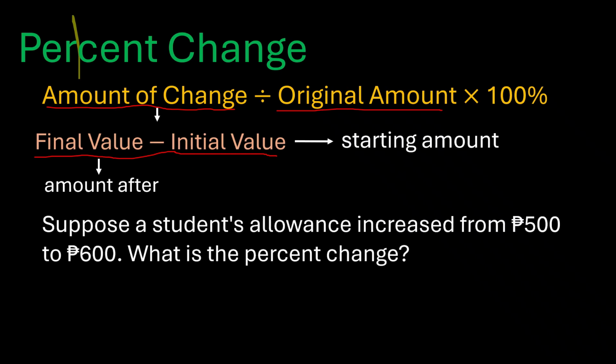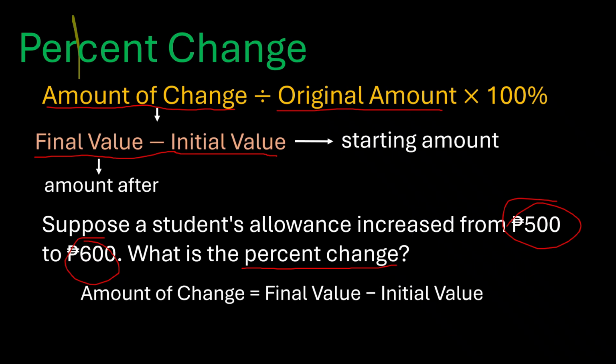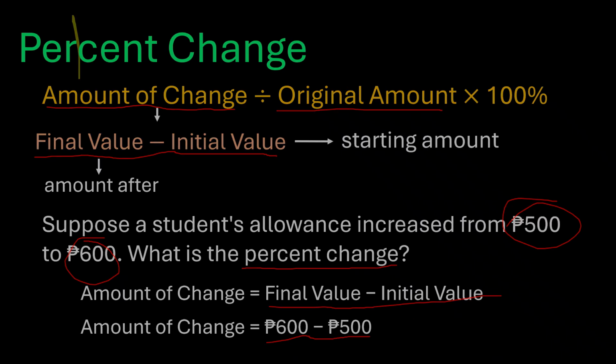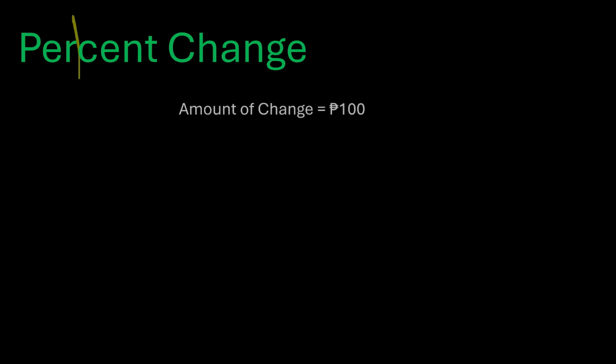Let's look at an example. Suppose a student's allowance increased from 500 pesos to 600 pesos. What is the percent change? First, identify the values. Initial value equals 500 pesos. Final value equals 600 pesos. Next, find the amount of change. Amount of change equals final value minus initial value. Amount of change equals 600 pesos minus 500 pesos. Amount of change equals 100 pesos.